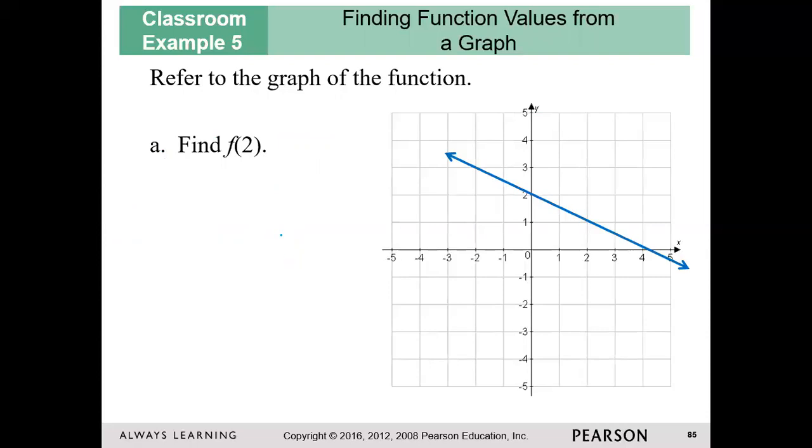Okay, so over here, find f of 2. So again, when your x value is 2, what is your y value? And f of 2 is 1.